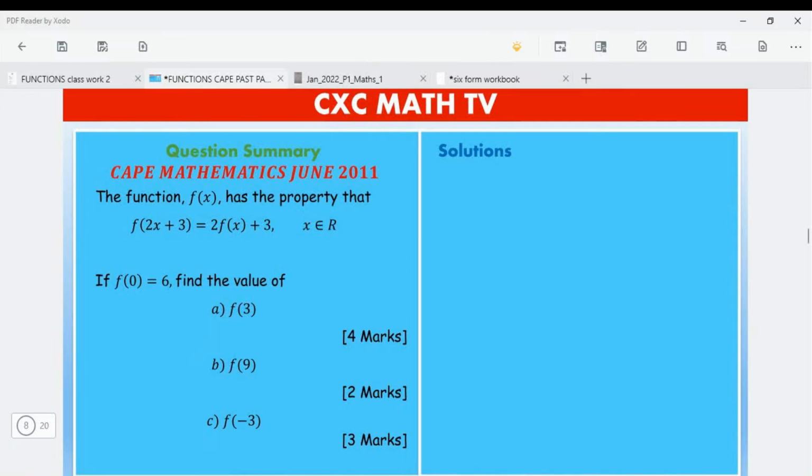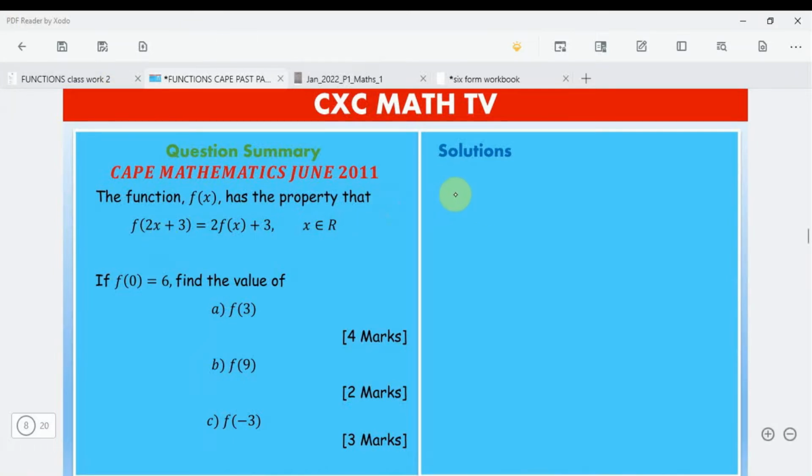Alright, so at the start of the question it says that the function f of x has a weird property: f of 2x plus 3 is 2f of x plus 3. Now if f of 0 is 6, find the value of f of 3, f of 9, and f of negative 3.